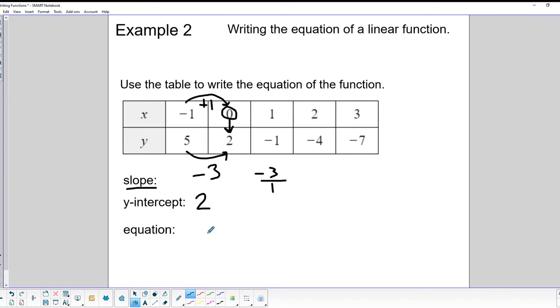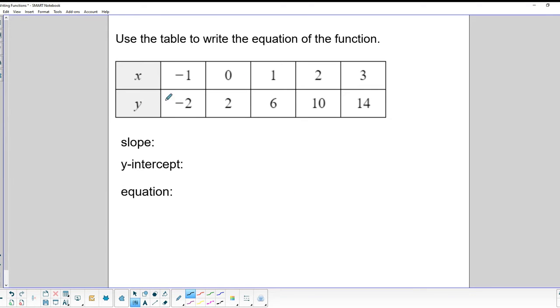So now when I write the equation or the function, I'm just going to write f of x equals negative 3x plus 2. And if you put that 1 under there, that's okay, but usually we don't show that. Okay, let's try another one.